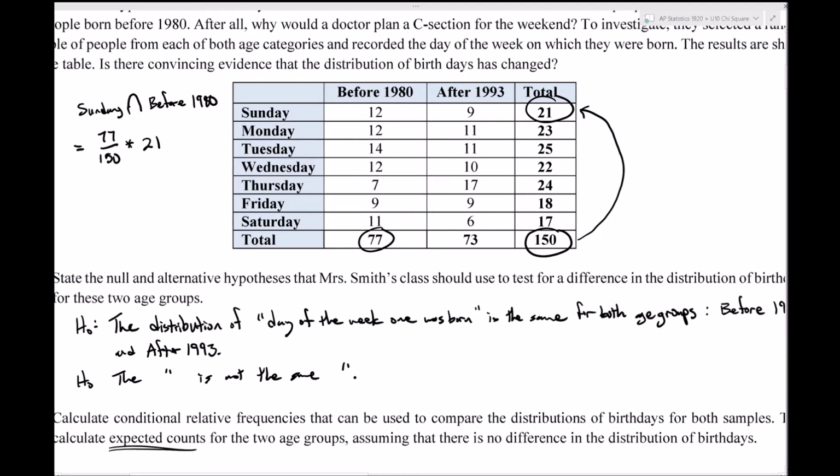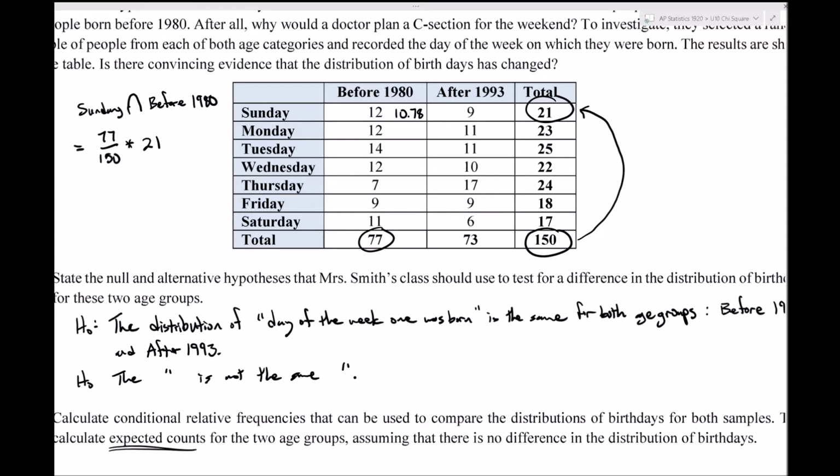Which I'll use a calculator to figure that out. 77 over 150 times the 21, and I'm getting 1078. That one I didn't need to round. So 1078. So what should that 9 have been? So we do a similar calculation for that one.